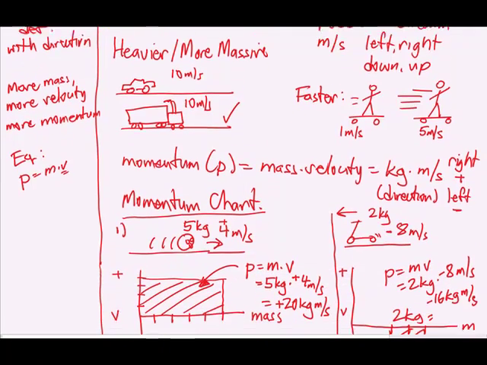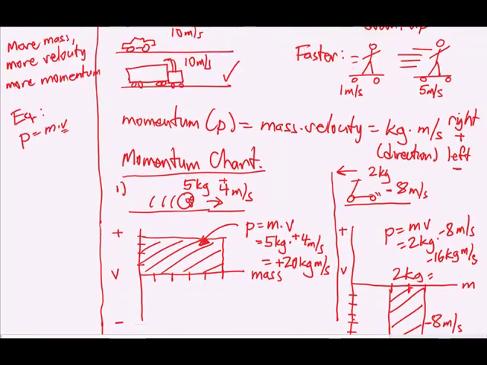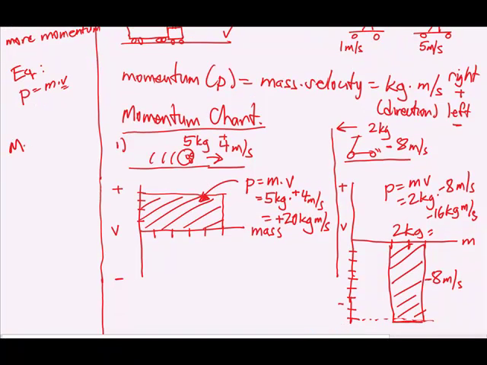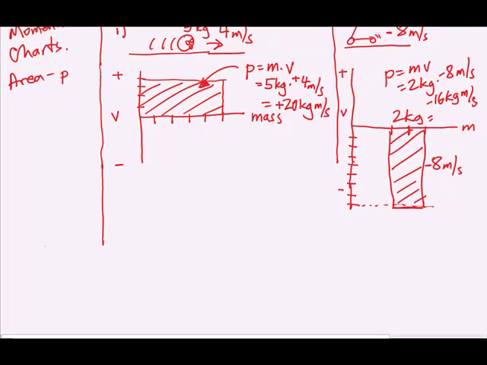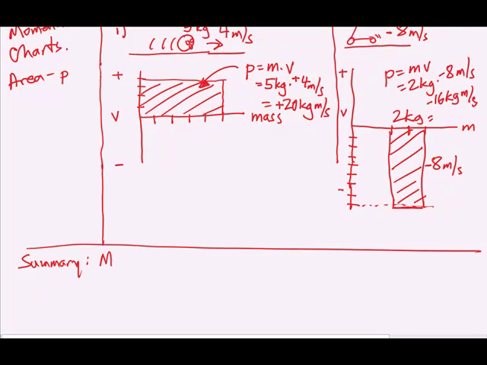And let's scroll down a little bit further. Over here we have our momentum charts, and the area of those rectangles is our momentum. I think that pretty well summarizes it. Maybe our last thing down here, if we want to put a summary, just a couple of sentences about this. Our summary is that momentum, which we give the letter P to, is inertia in motion.